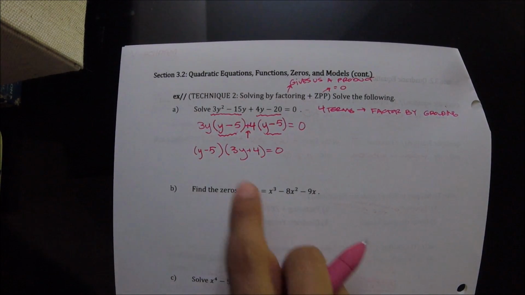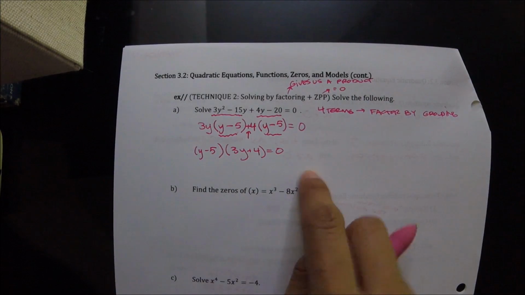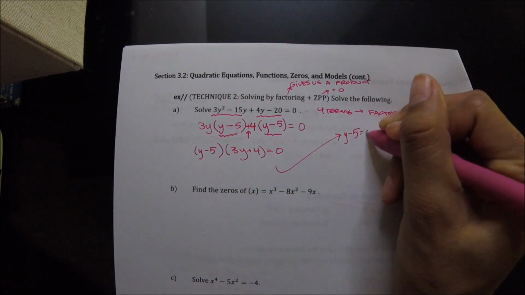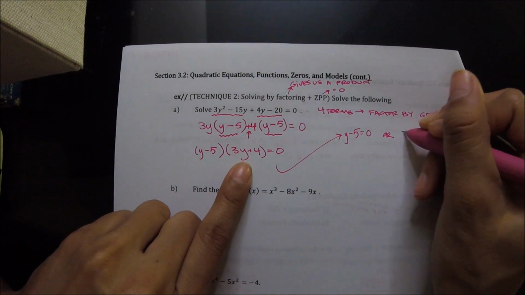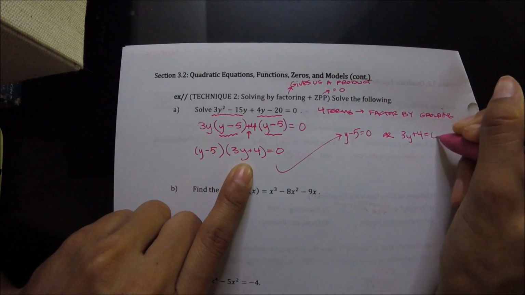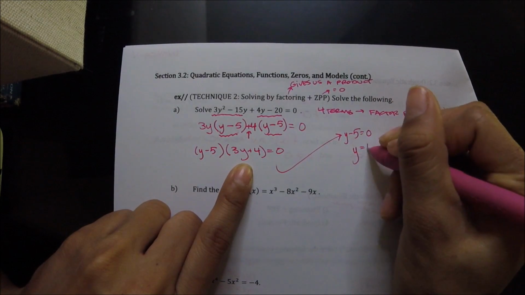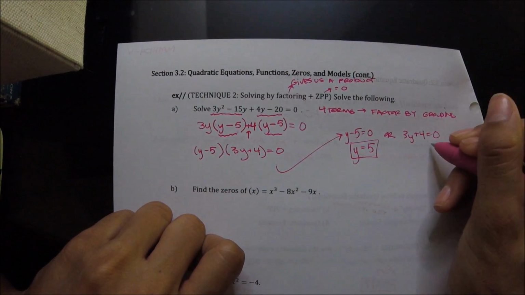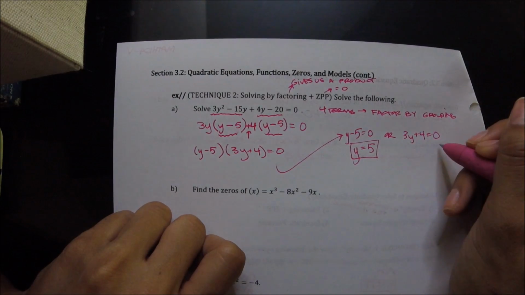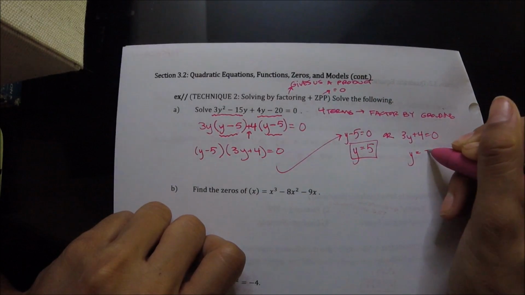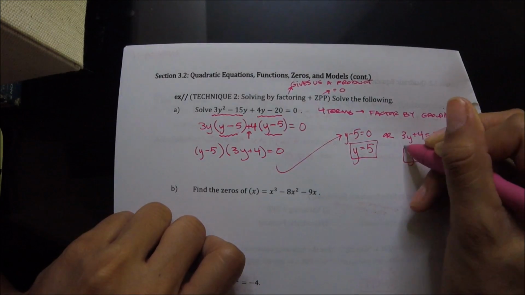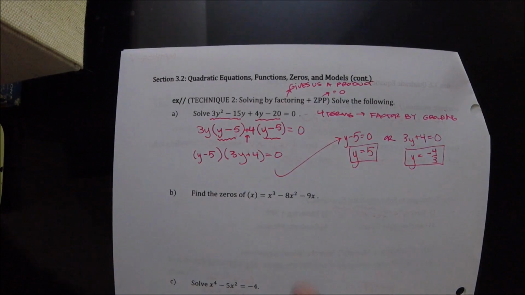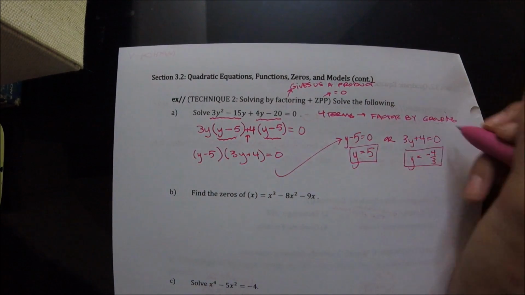Okay, and now we have a product that equals 0, so now we can use the zero product property. Either y minus 5 equals 0, or the other factor, 3y plus 4, equals 0. Solve each one. This one will give us y equals 5. This one, we'd have to subtract the 4 from both sides, and then after that, we would have to divide by 3. So we'll end up with y equals negative 4/3. And if you plug both those in, they will both make the equation true.